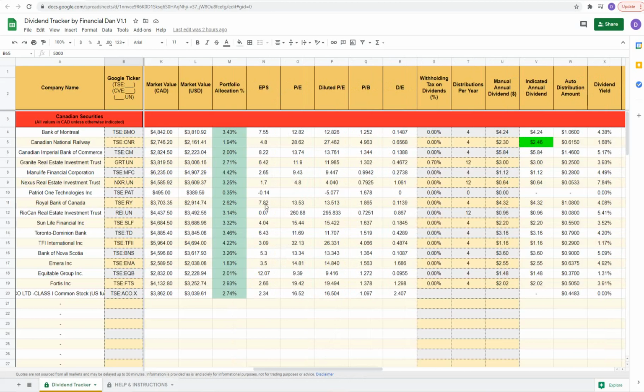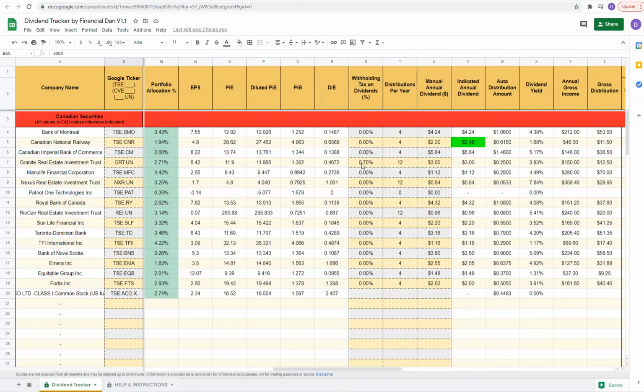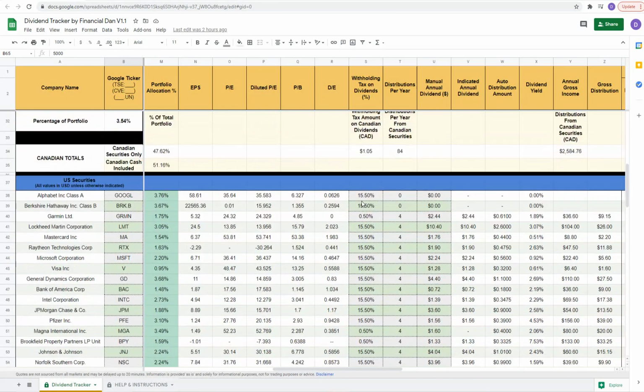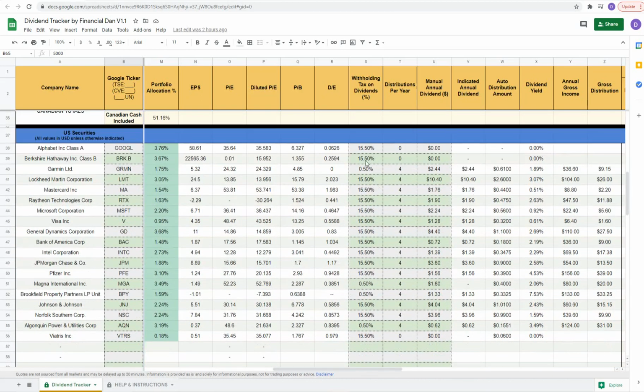Next, we'll find a number of metrics and ratios such as earnings per share, price to earnings, diluted price to earnings, price to book, and debt to equity. And then we'll find the next three fillable cells. So withholding taxes on dividends, what that is for is Canadians are subject to a 15% withholding tax on any US dividends. And so if we scroll down to the US side of the spreadsheet, you can see a number of my US holdings are indicated at 15% withholding tax.